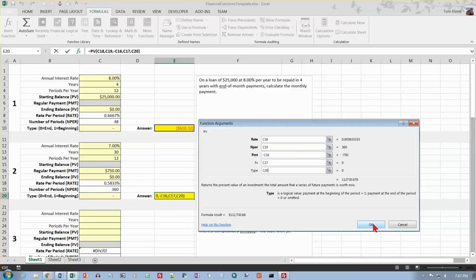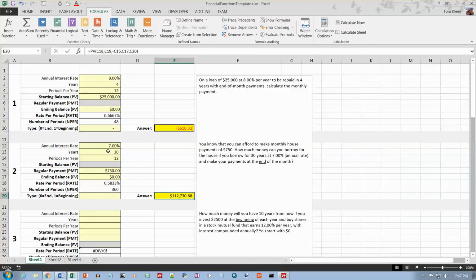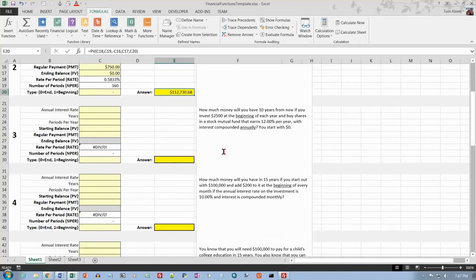Click on OK. So if you're paying 7% interest and you can make $750 payments every month, that's how much you can afford to borrow, and you'll be able to pay it back over 30 years at this rate, making these monthly payments. Okay. Now let's take a look at number 3.